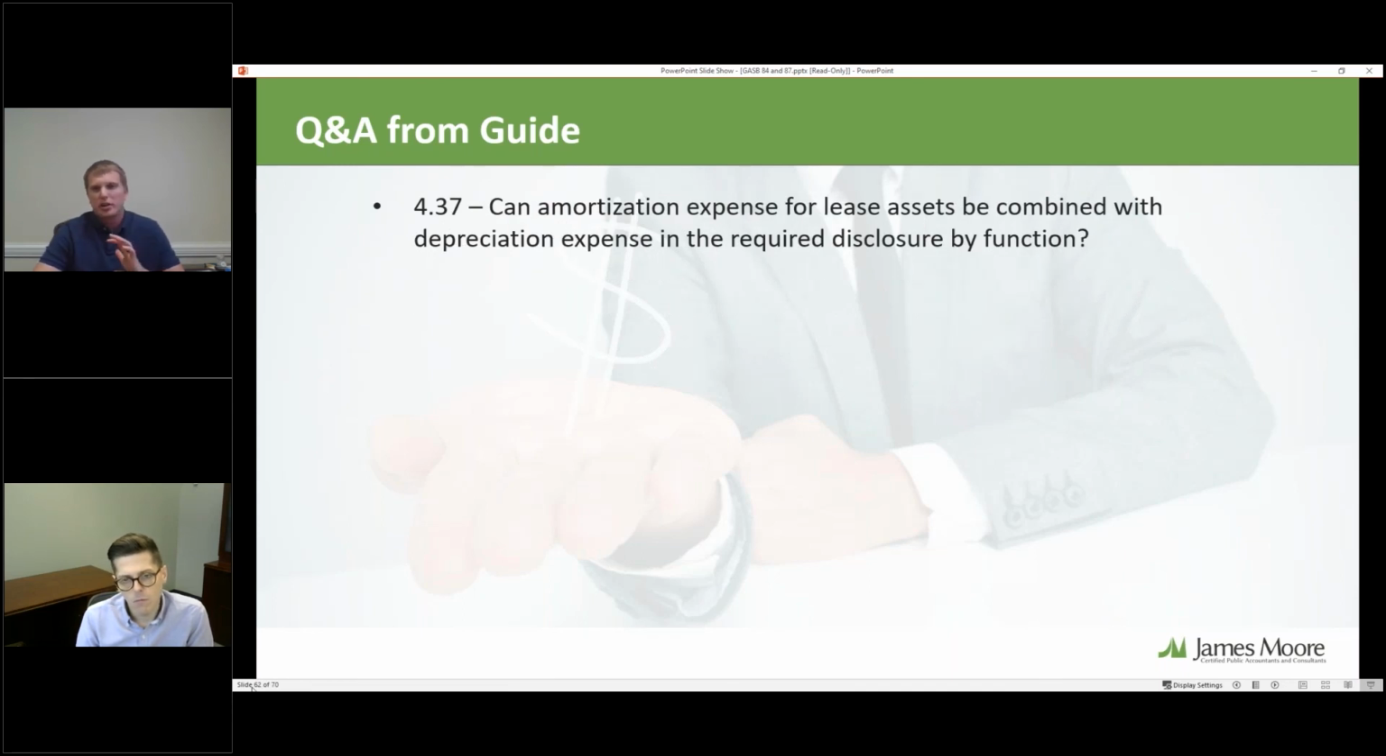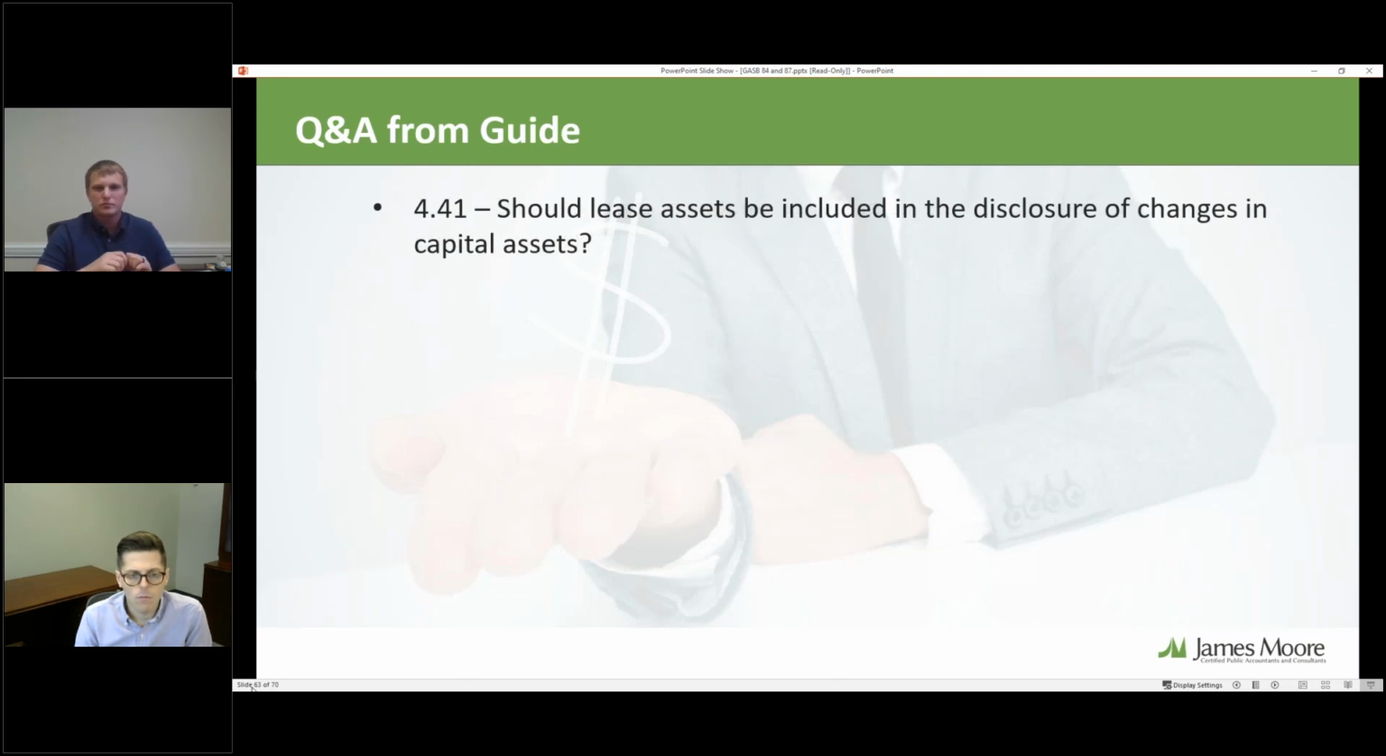Can amortization expense for lease assets be combined with depreciation expense in the required disclosures by function? So pretty straightforward answer here. The answer is yes. You can combine the lease amortization expense with depreciation expense within the disclosures. Should lease assets be included in the disclosure of changes in capital assets? I think we touched on this one a little bit earlier, but yes, leases are going to be considered capital assets, and they should be included within the changes in capital assets note disclosure.